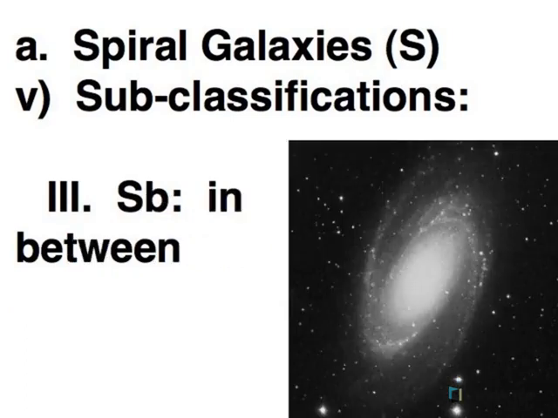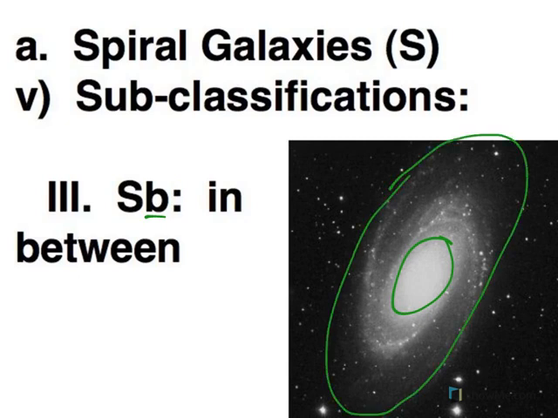In between the two is Sb, so it's going to be intermediate. The bulge is not going to be as tiny as an Sc, not as big as an Sa, so it's going to be probably about half the size of that disk. And spiral arms, got some space between them, not as much as an Sc, not as small as an Sa. So Sbs are the intermediate stage for any kind of spiral galaxy. So these are the spirals.